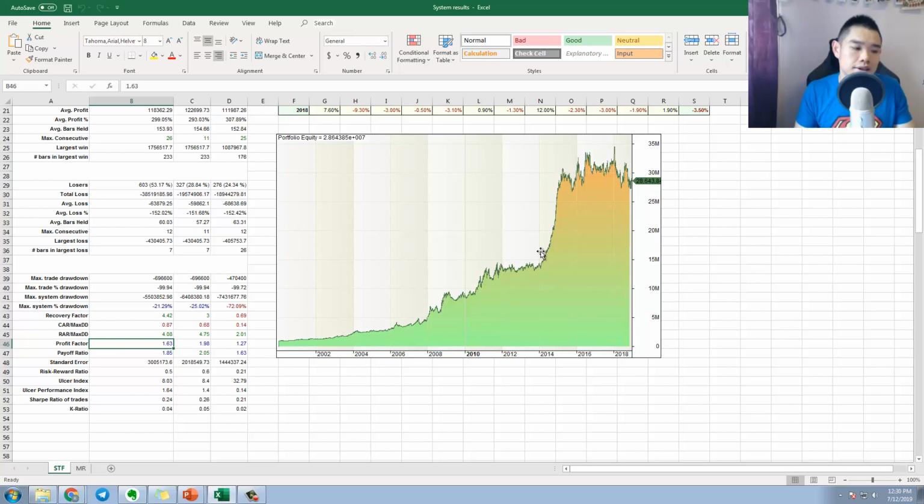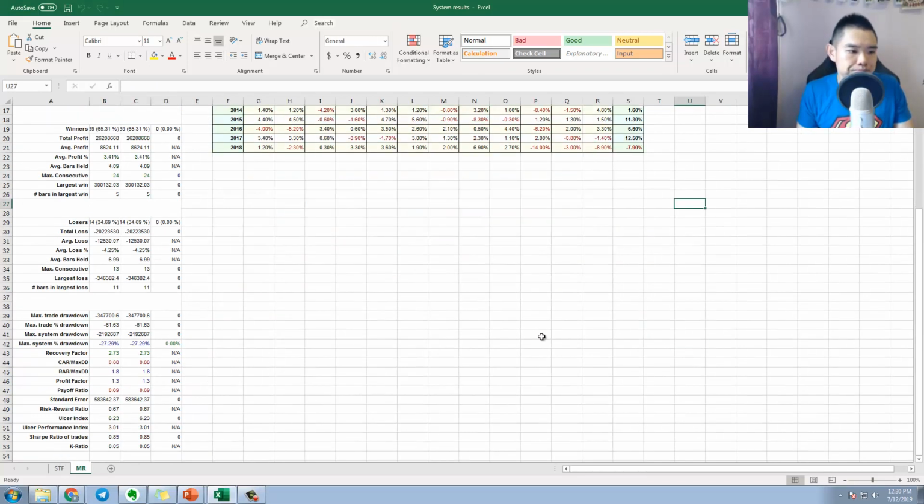Another one, Rayner, you need a minimum of a 1-to-1 risk-reward ratio. Really? Okay. This is a mean reversion trading system. You can see below here that the payoff ratio is less than 1.